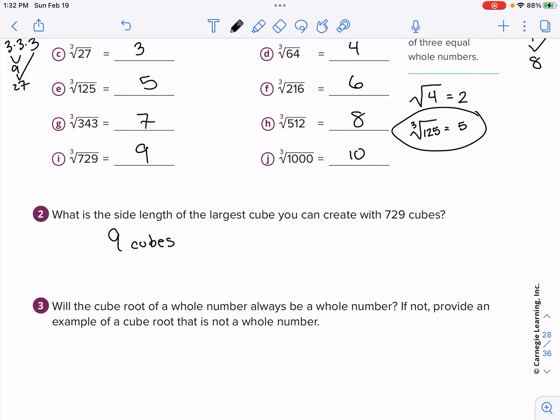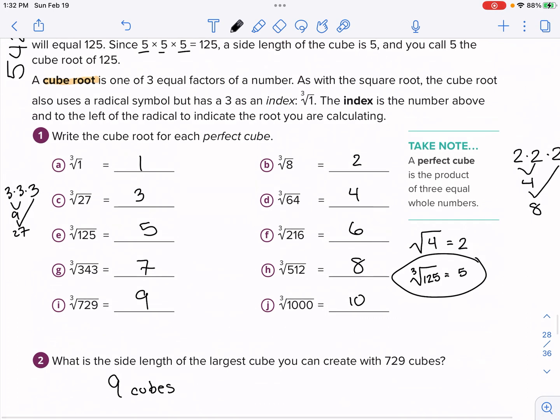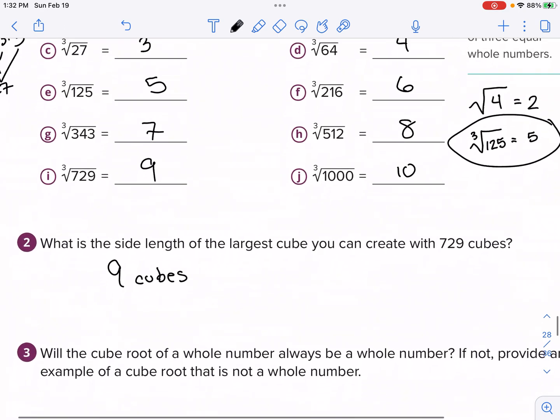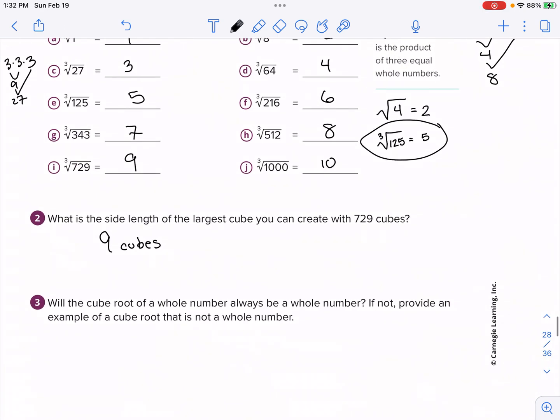Now, that should be no, right? For these ones, yes. But if you look at A and B, cube root of 1 and cube root of 8, everything in between that is not a perfect whole number, right? That's cube root of 2, cube root of 3, cube root of 4. None of that would be a whole number because you couldn't make a perfect cube from that.